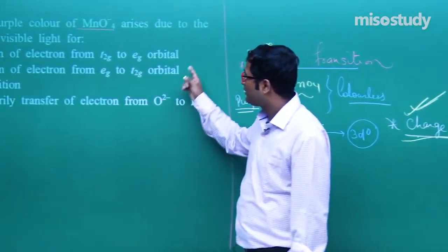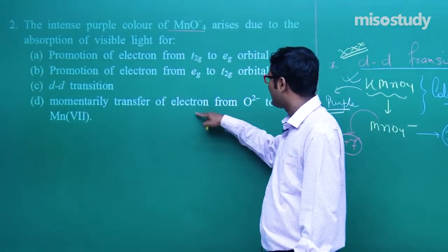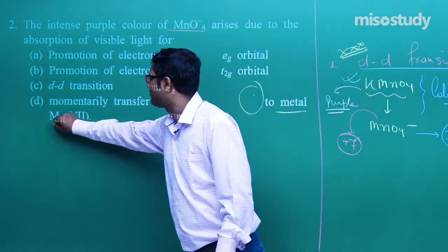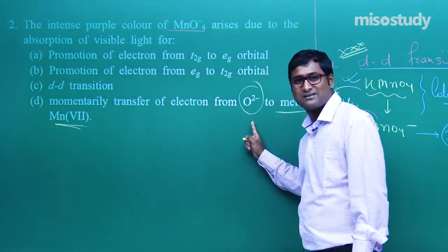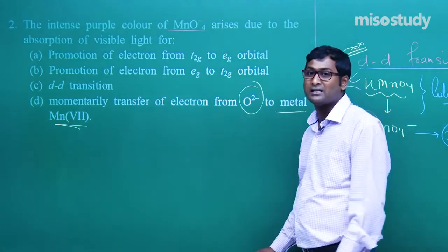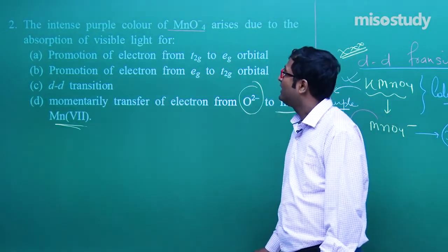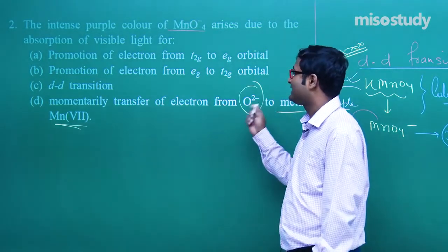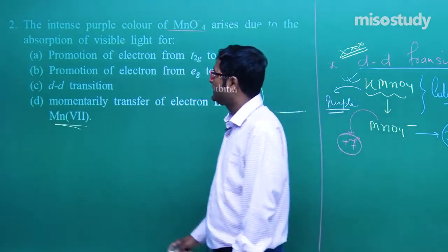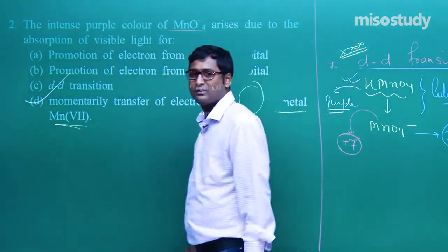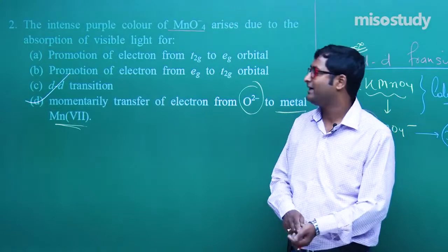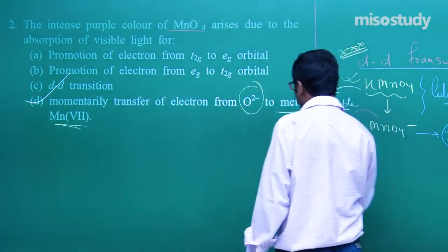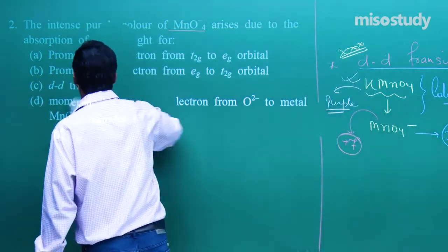Now moving here, look at which one: the momentary transfer of electron from O2 minus to the metal Mn plus 7. That is the charge transfer. So for MnO4 minus, the theory that explains the color is the charge transfer spectrum. So for this, D is the correct option. For question number 2, D is the correct option. Now friend, wait for a moment. I am going to erase this part and we'll discuss the next question.